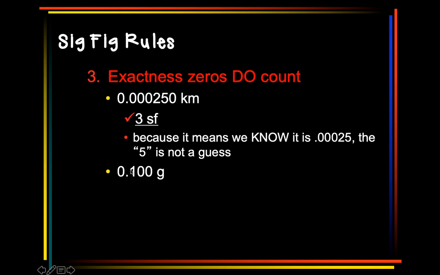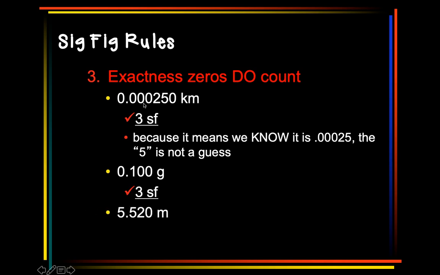Something like this, 0.100. There's no placeholders here. The decimal is staying right there, and the measurement starts right after the decimal. So that's what I mean by placeholders. It's when the first non-zero is a ways after the decimal. These are placeholders. So there's no placeholders here. This isn't just a non-zero. These are exactness zeros. So 1, 2, 3 sig figs. So exactness zeros are at the end of measurements with decimals.